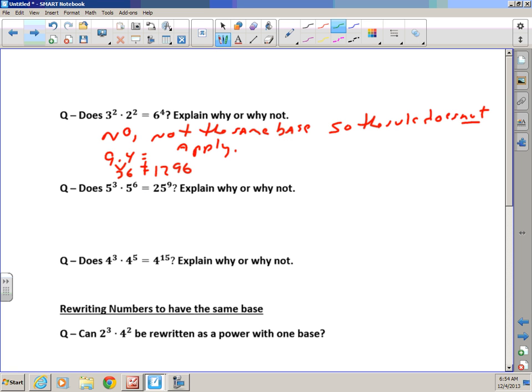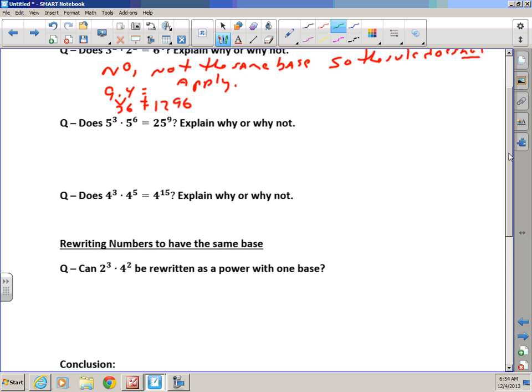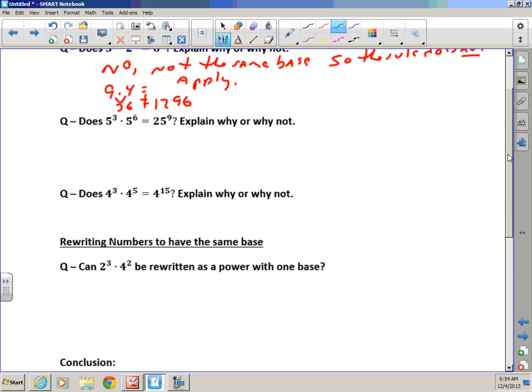Okay. 5 to the 3rd times 5 to the 6th, does that equal 25 to the 9th? Again, hopefully you're saying no. This is probably the most common mistake, or one of the two most common mistakes. You carry over the base, not multiply them. So this should have been 5 to the 9th power.